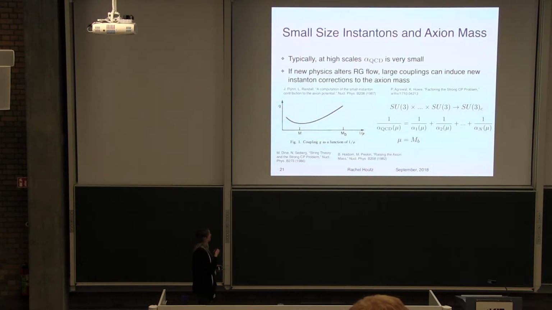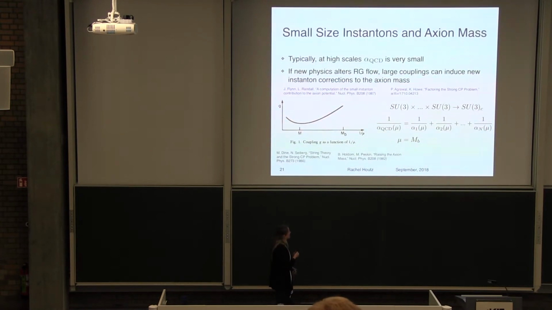One example is Flynn and Randall, who did some computations of this, where they throw a bunch of new matter content into QCD, so much so that they reverse the RG flow of QCD. It runs to some higher scale, and then instanton effects between here and here contribute to the axion potential. And then very recently, Prateek Agrawal and Kiel Howe did the strong CP problem, which is the talk you just heard.